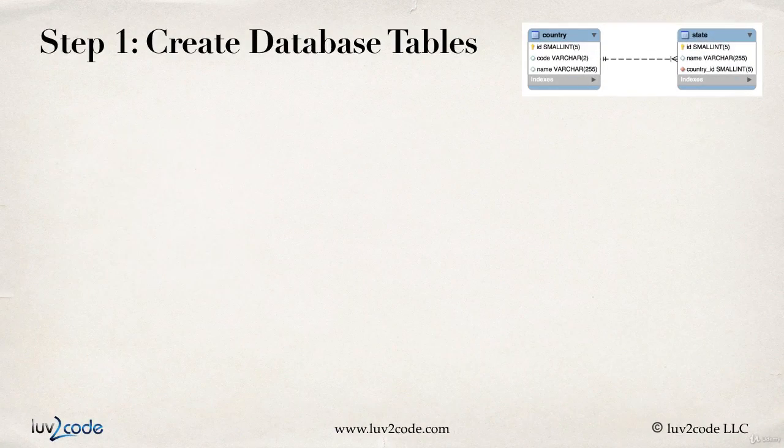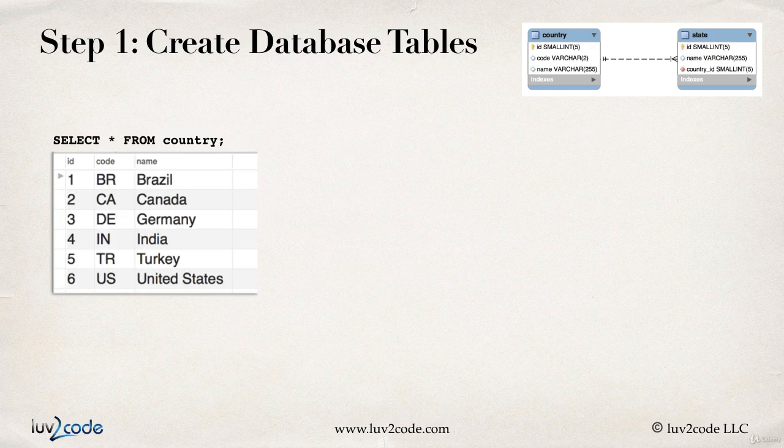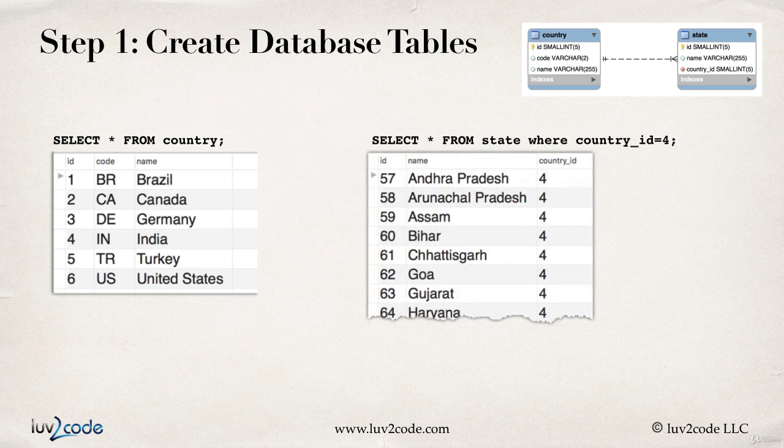Now, once everything is populated, then we can actually do some queries on the data. So I can do a select star from country, to get all the countries that are available. And then here I could say select star from state where country ID equals 4. And so that'll give me a list of all of the states for India.